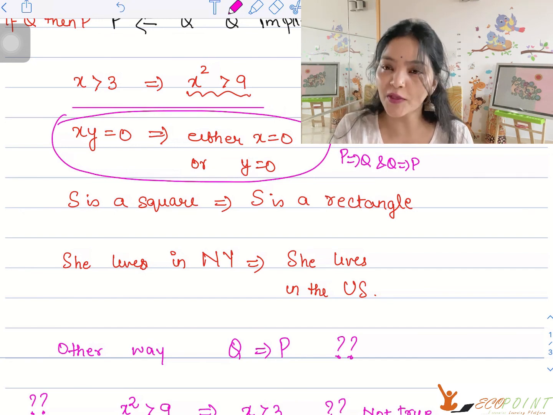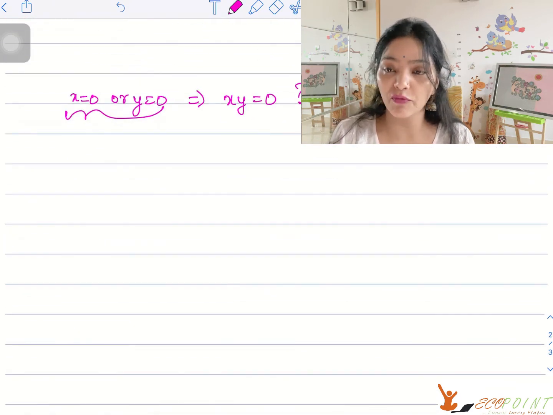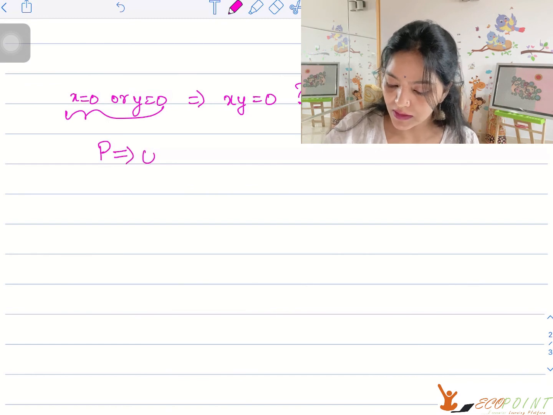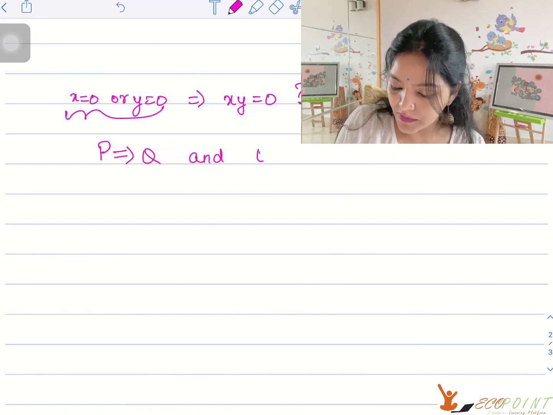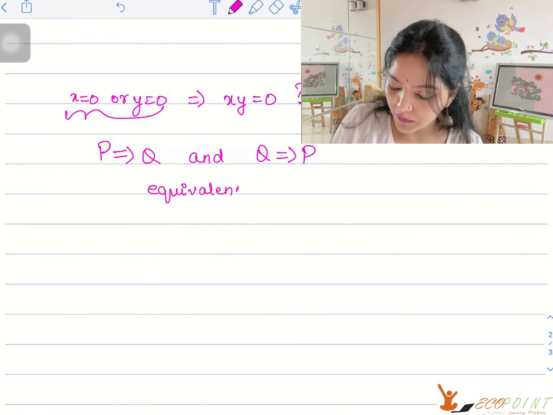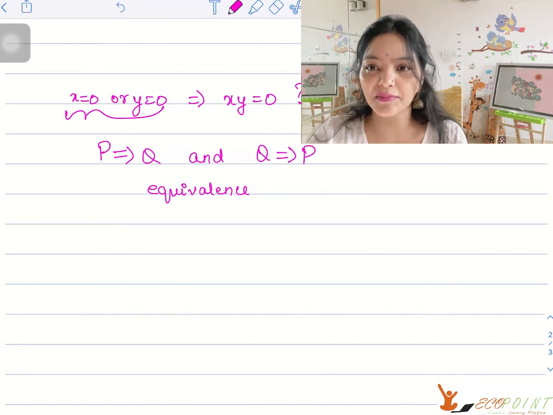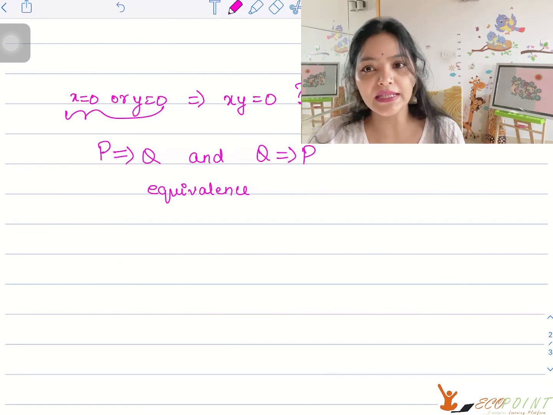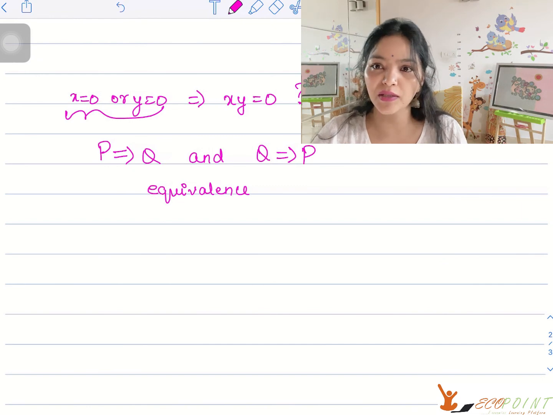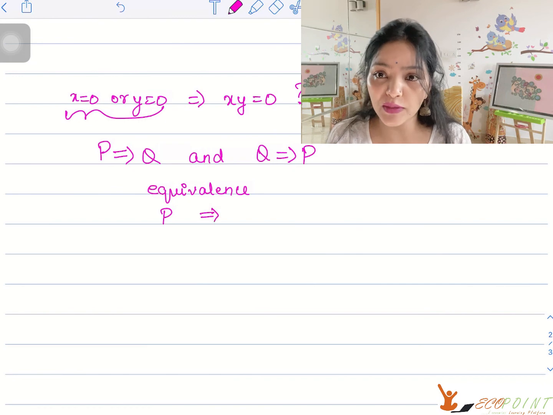Now this is a very special situation. This situation is a situation of equivalence. So this situation where P implies Q and Q implies P is a situation of equivalence, which basically means both the statements mean the same thing. Both are conditional statements and both mean the same thing. So whether I write P or Q, both are basically implying each other. So they are equivalent statements.